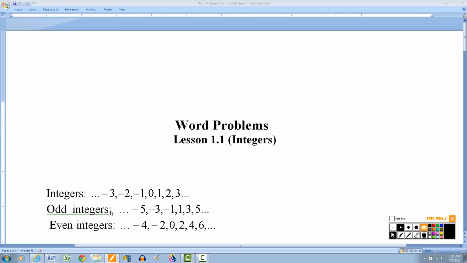Now the next one, here I have the set of odd integers. So we have to the right 1, 3, 5, 7, and so on, and to the left, -1, -3, -5, -7, and so on. So you can see that the difference between any two consecutive odd integers is 2. 3 subtract 1, for example, is 2. 5 subtract 3 is 2. -1 subtract -3 is 2. So the difference of consecutive odd integers is 2. In other words, if I add 2 to any odd integer, I get the next one.